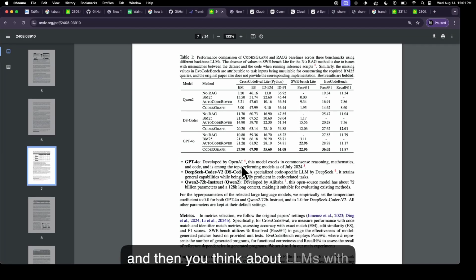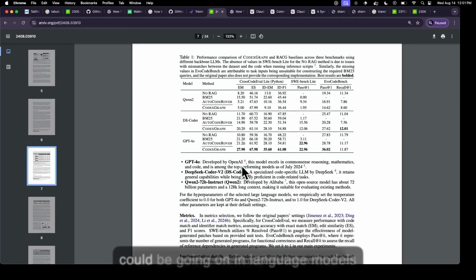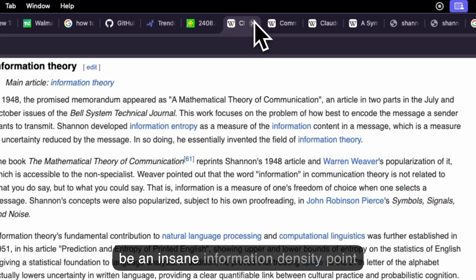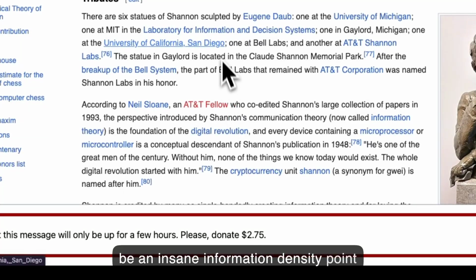Right? And then you think about LLMs with all the information they have because they're trained on everything. So they know math, they know everything, but then they got to contextualize it to the paragraph. And then the next paragraph's got to contextualize itself to what math meant in the paragraph above it after it figured that all out and so forth. So the actual density of NLP that could be going on in language models at the scale they are, with the amount of training in large ones, could probably be an insane information density point.